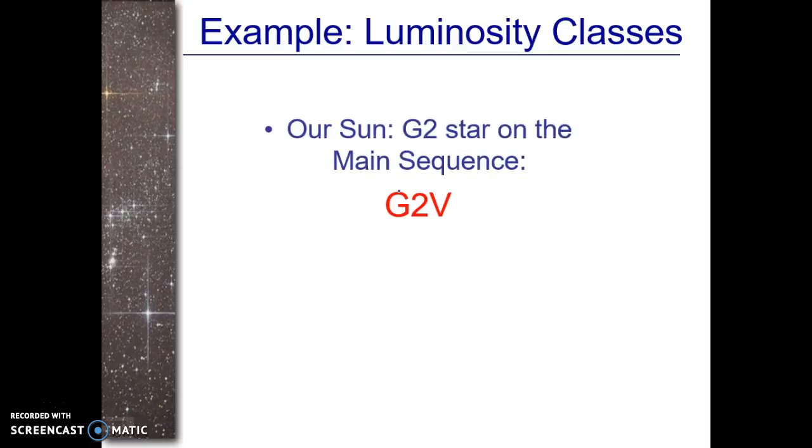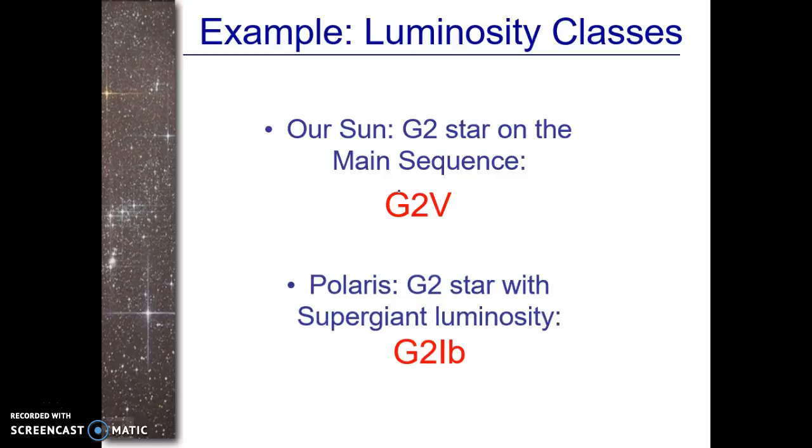All right. So our sun is a G2 star, but if we were to show it with its luminosity class, we would write the luminosity class after the spectral type. So our sun would be considered a G2V. Remember, Roman numerals. Okay, so G2V. Okay. Polaris is another G2 star. It's a supergiant, though, so it would be G2 1b. Okay. Remember, Polaris is huge. Our sun, not so big.